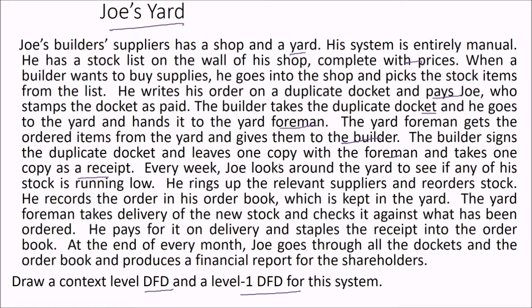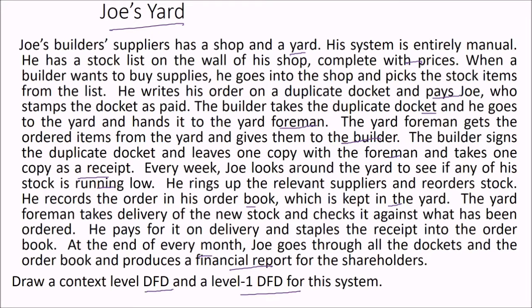So every week, Joe looks around the yard to see if any of his stock is running low. He rings up the relevant suppliers and reorders the stock. He records the order in his order book, which is kept in the yard. The yard foreman takes delivery of the new stock and checks it against what has been ordered. He pays for it on delivery and staples the receipt to the order book. At the end of every month, Joe goes through all the dockets and the order book and produces a financial report for the shareholders.